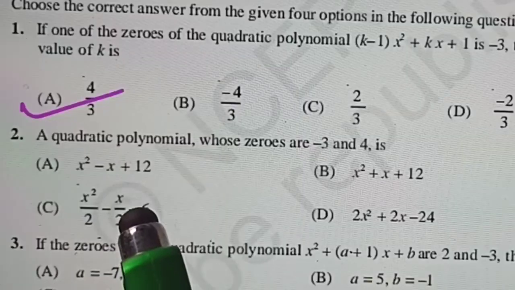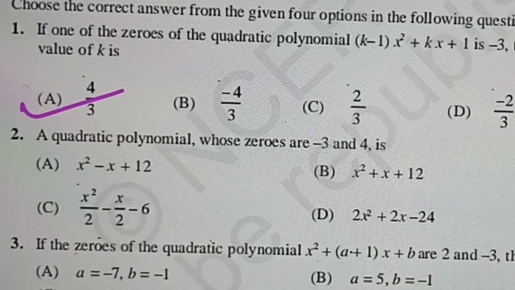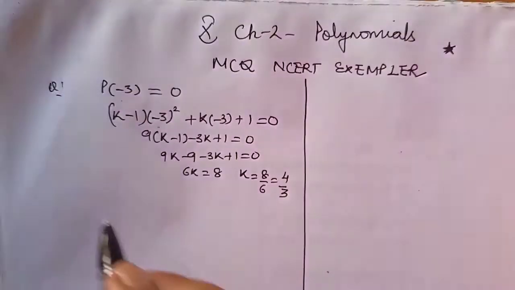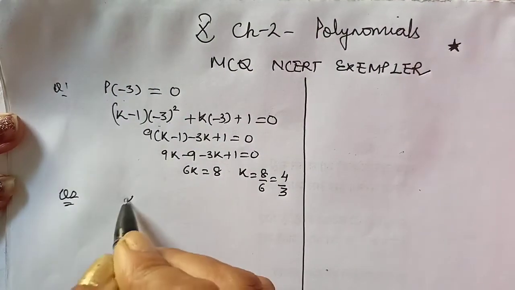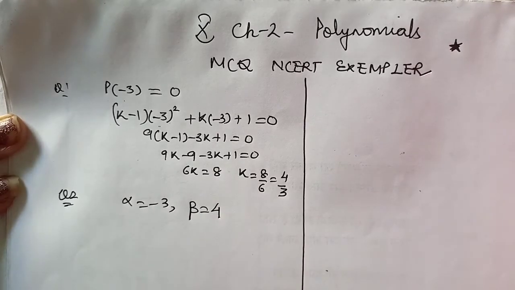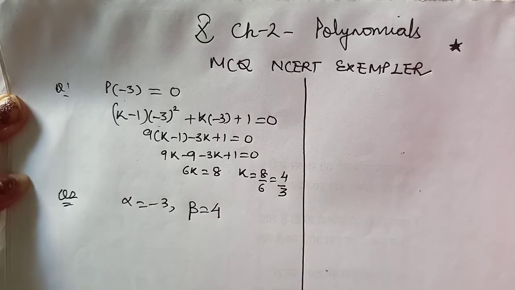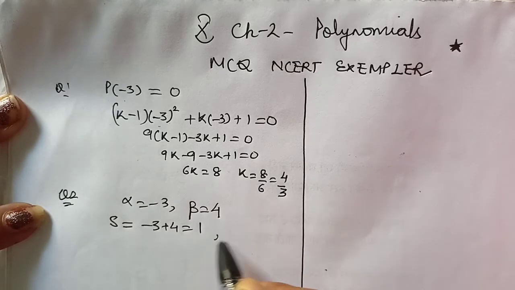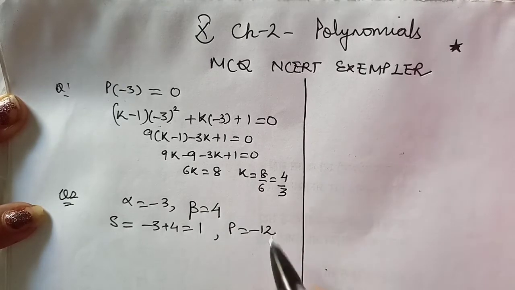A quadratic polynomial whose zeros are minus 3 and 4 is dash. Now the zeros are given to be minus 3 and 4. So alpha is minus 3 and beta is 4. Now there are two methods to it. Firstly, you find out the sum and product of zeros. Sum comes out to be 1 and product comes out to be minus 12.